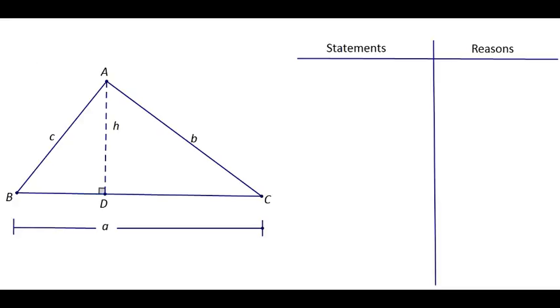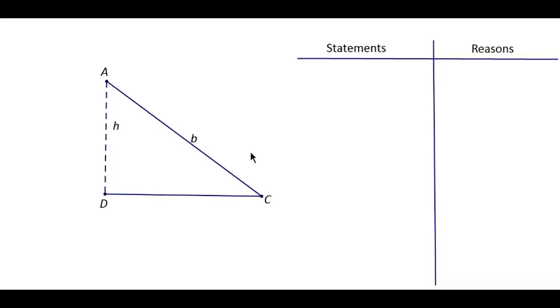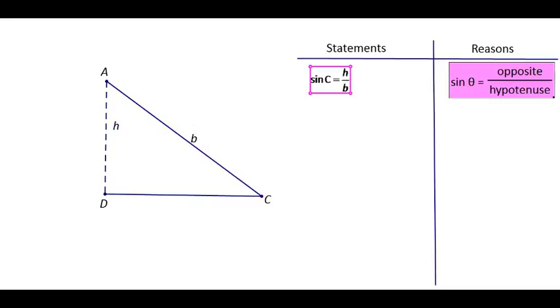So we hide triangle ABD first, like so. Now we can apply some right triangle trigonometry for angle C, formed by these two sides. The sine of C equals H over B. So we've just used a bit of right triangle trig where the sine of an angle is equal to the opposite over the hypotenuse.